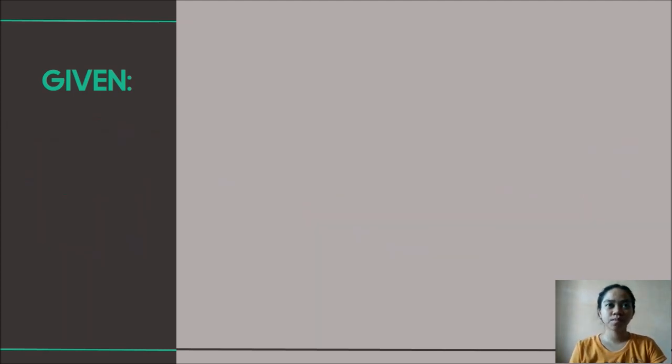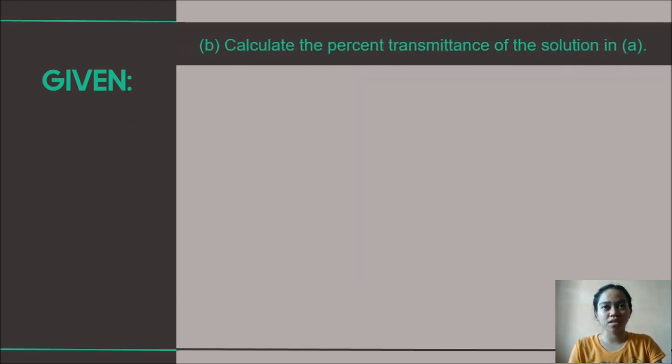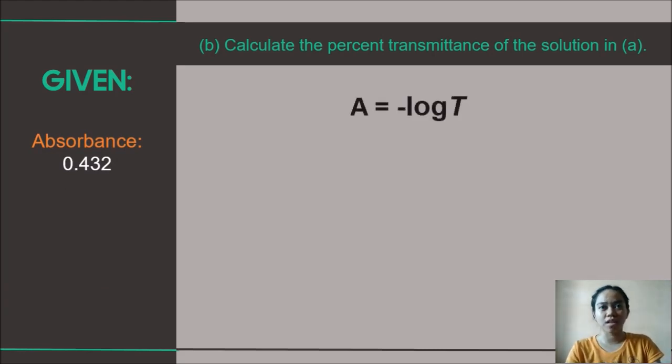Next problem. We need to calculate the percent transmittance of the solution in A. That means we need the absorbance that we solved earlier. So we have an absorbance of 0.432, and we have a formula for that. We know that the absorbance is equal to the negative log of transmittance. That is equation 24.5, which you can find in the book of Fundamentals of Analytical Chemistry, page 658, if I'm not mistaken.